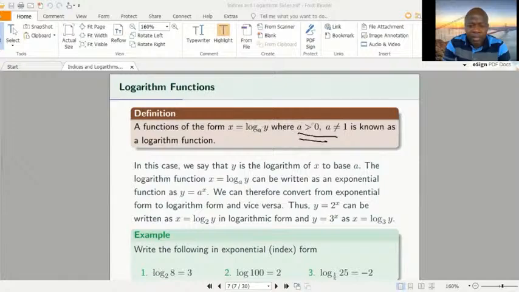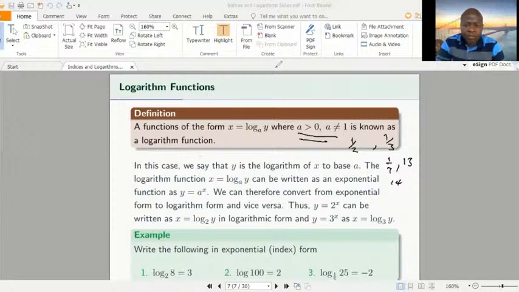The base must be greater than 0, and it should not be 1. So the base can be 2, can be 3, can be anything greater than 0 and not equal to 1. Even a half is okay. Even a third is okay. The base can never be negative. That's why it says that it must be greater than 0. Even 1 over 7 is okay. Even 13 is okay. 14 is okay. Anything greater than 0 and not equal to 1 is okay. Good.